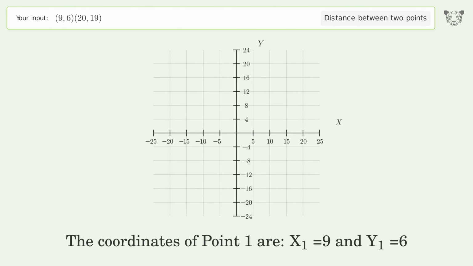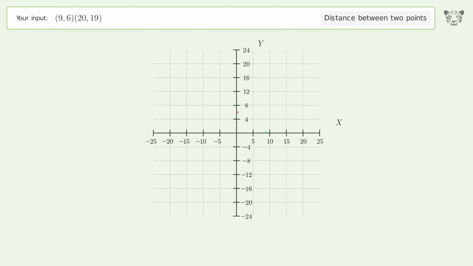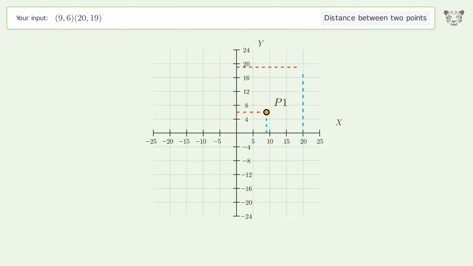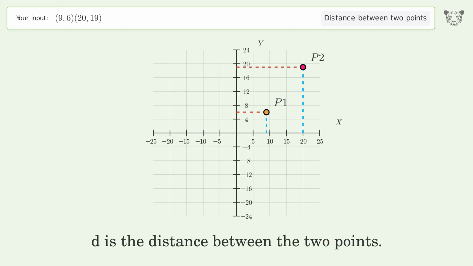The coordinates of point 1 are x1 equals 9 and y1 equals 6. The coordinates of point 2 are x2 equals 20 and y2 equals 19. D is the distance between the 2 points.